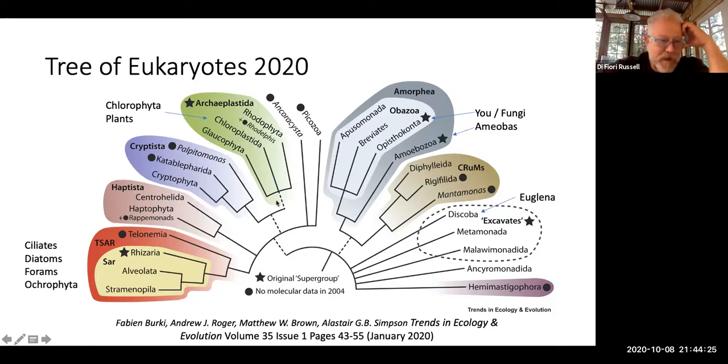I added a few things here: all the chlorophytes and plants are in Archaeplastida. You, fungi, and amoebas are all in this new group called Amorphia, which I kind of like, amorphic, right? That's kind of cool. Crumbs is interesting, although I don't know any of the groups in there. I kind of like that they have these crazy new names. Euglena, which you'll undoubtedly see many of, are found in this group called Discoba. I'm sure there's some fun creative things you could do with this.